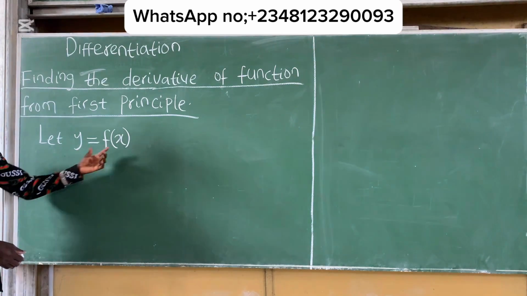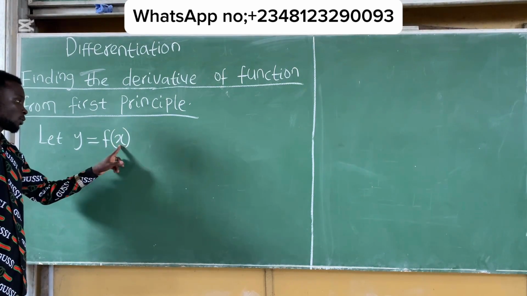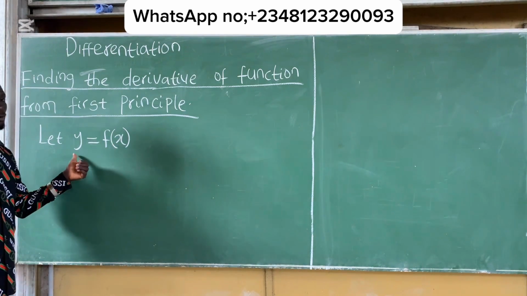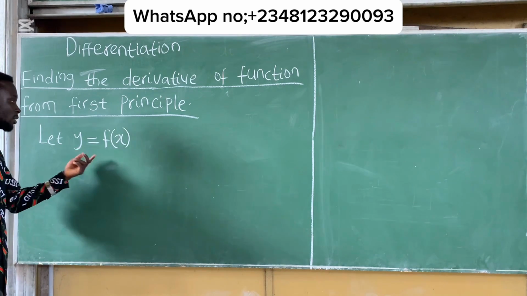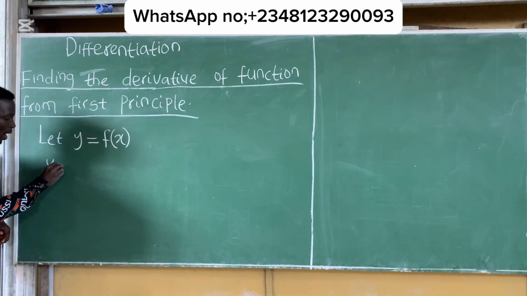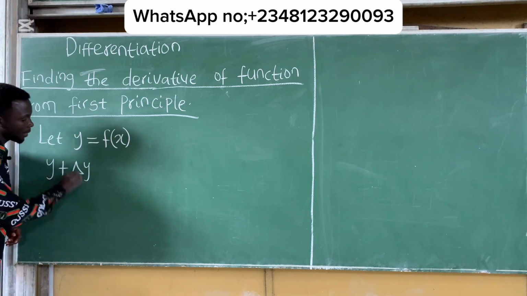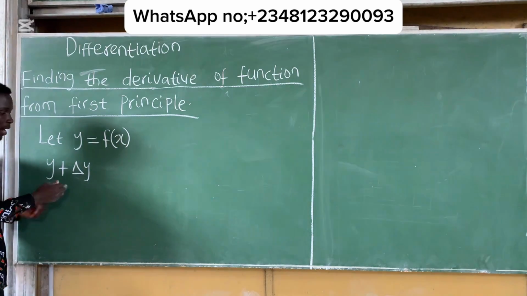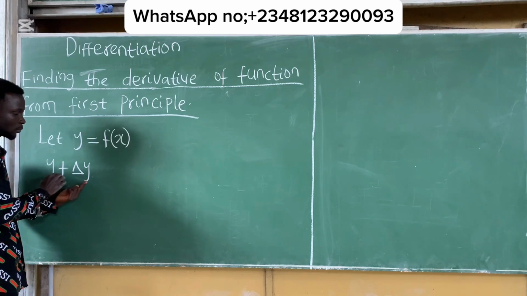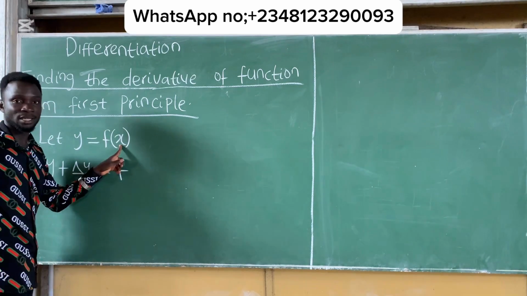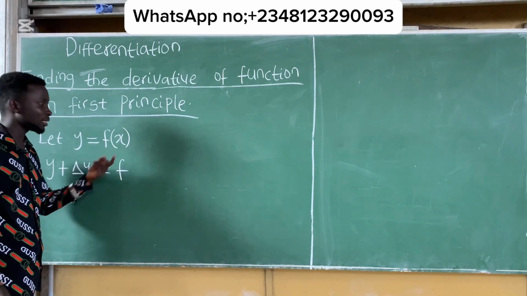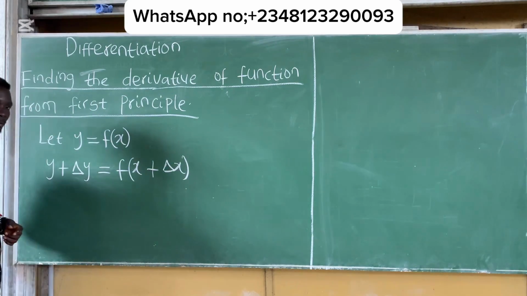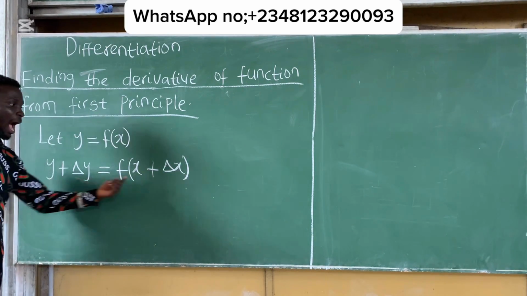Now let's add the increment of x to this, and since we are adding an increment of x, we also add the corresponding increment of y to this y here. So we're going to have y plus delta y. In place of x here, add the increment of x, which becomes x plus delta x.